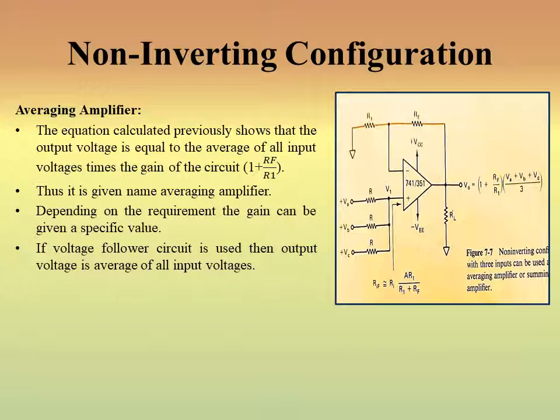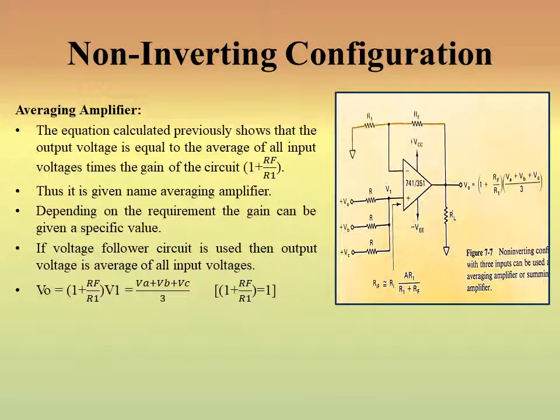Whenever we know for a non-inverting configuration the gain is 1, then that circuit is called voltage follower circuit. So if voltage follower circuit is used, then the output voltage is average of all input voltages, and this circuit behaves like an averaging amplifier.